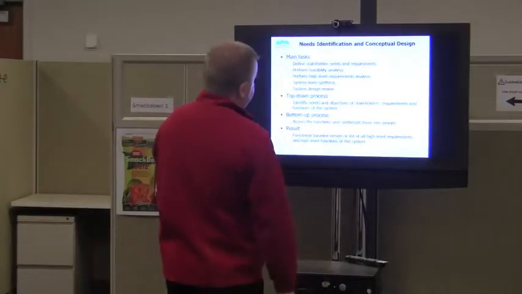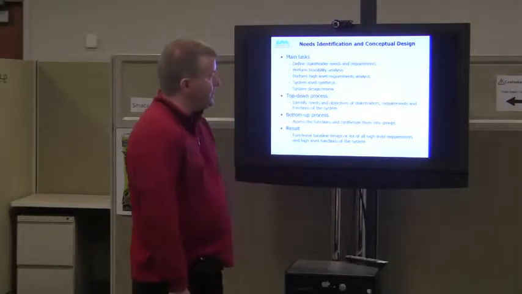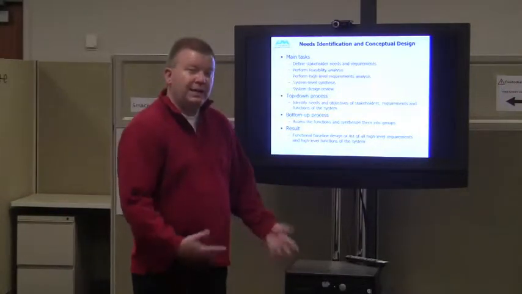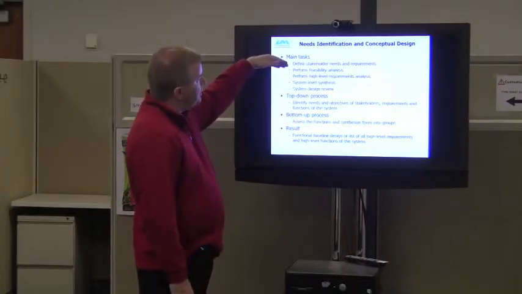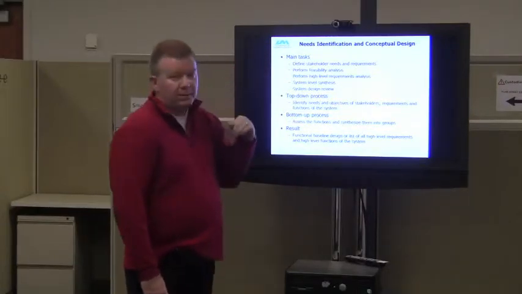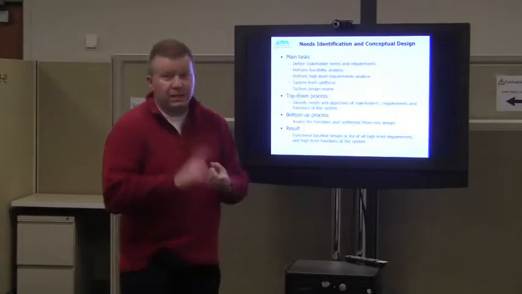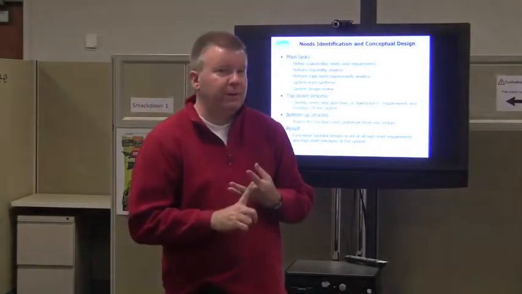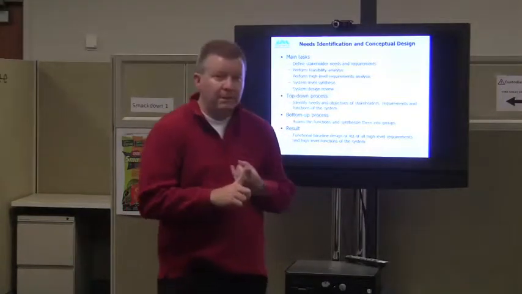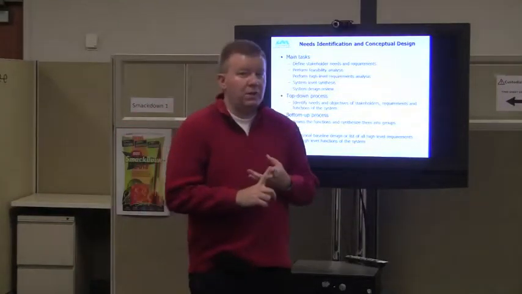The first part is needs identification and conceptual design. This is called stage 1 in your book. So the main tasks of this are to define the stakeholder's needs and requirements, okay? The stakeholder is the customer, the user, whatever, right? And they can be different people, and so you need to realize that. There can be people who are the customer who are not the user.